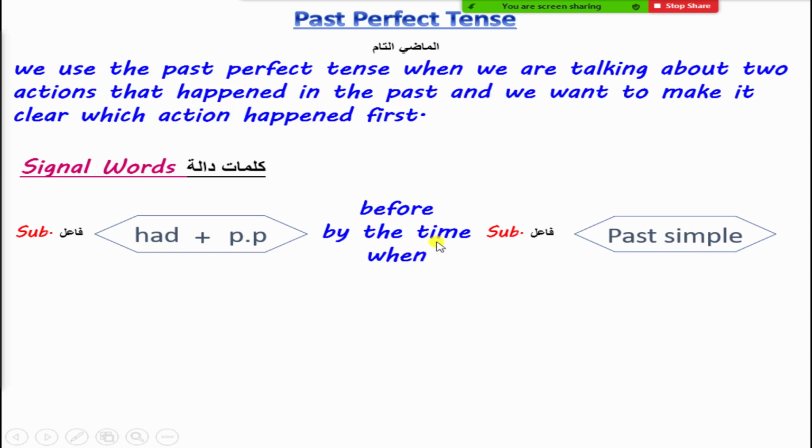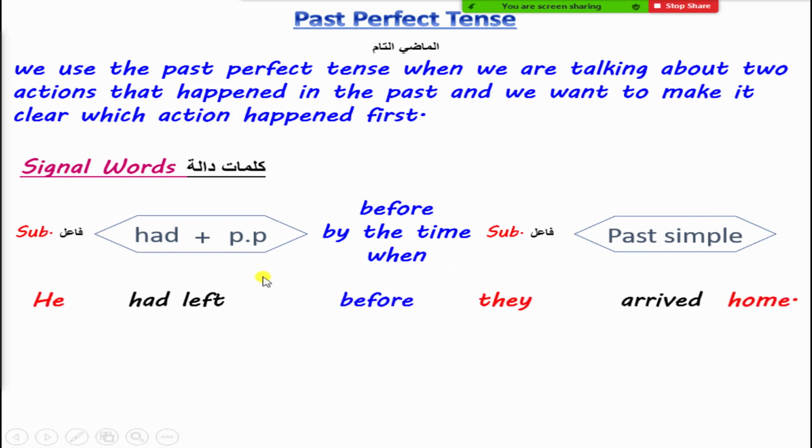Before, by the time, and when. And take care with this word, when. All these three words are followed by past simple and come after the past perfect. So they come in the middle, between past perfect and past simple.